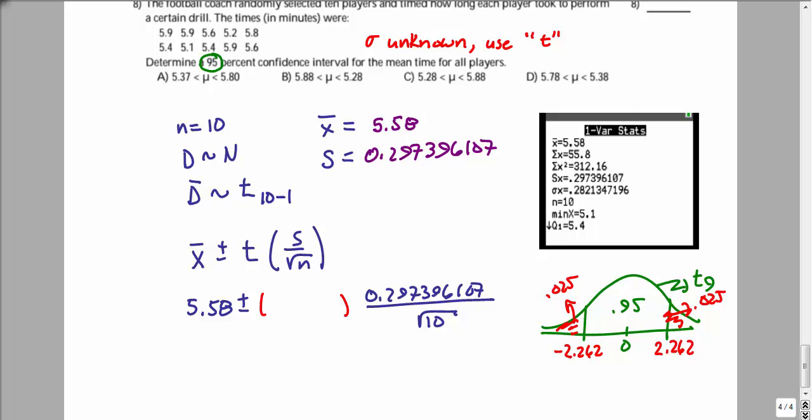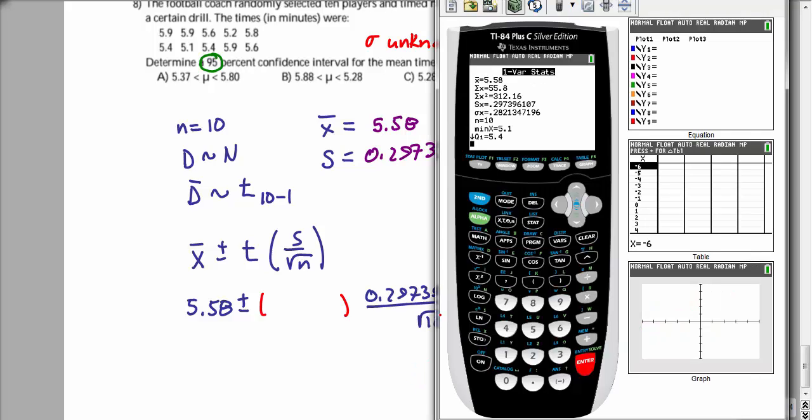Now we can also use the inverse t on your calculators. Some of you have programmed this in and you'd look under the program button. Some of you have it under second DISTR and you'd use inverse t. The area to the left is 0.025, and the degrees of freedom are going to be 9.